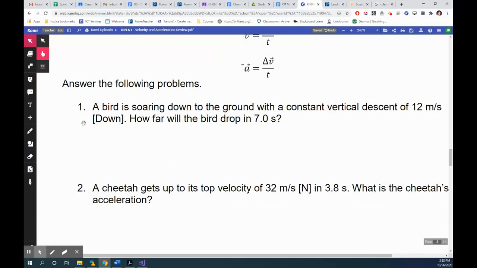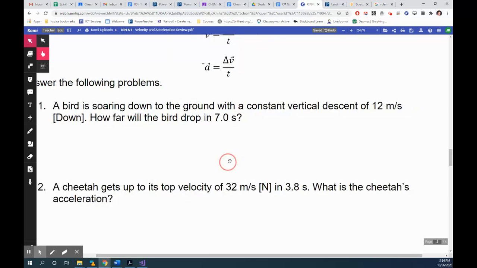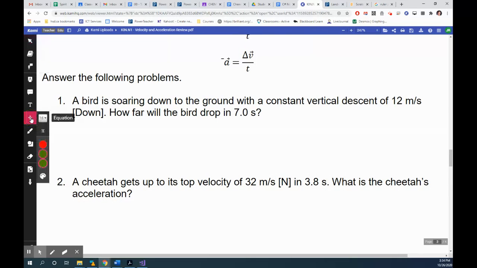Okay, let's finish off here. Just a few questions using acceleration from last year. This should be review. A bird is soaring down to the ground with a constant vertical descent of 12 meters per second, down. How far will the bird drop in 7 seconds? So here we've got a constant velocity and a time.